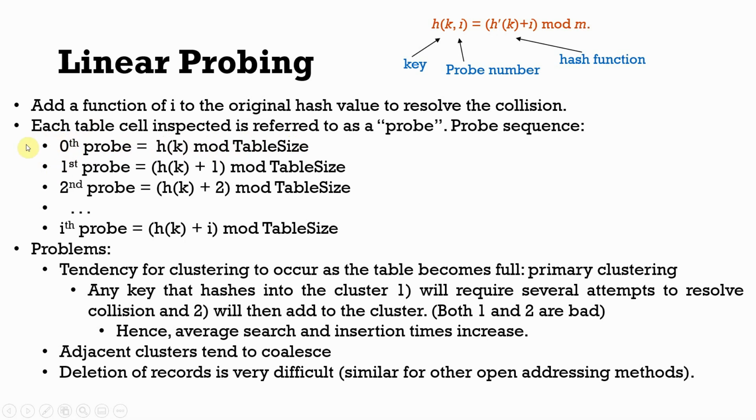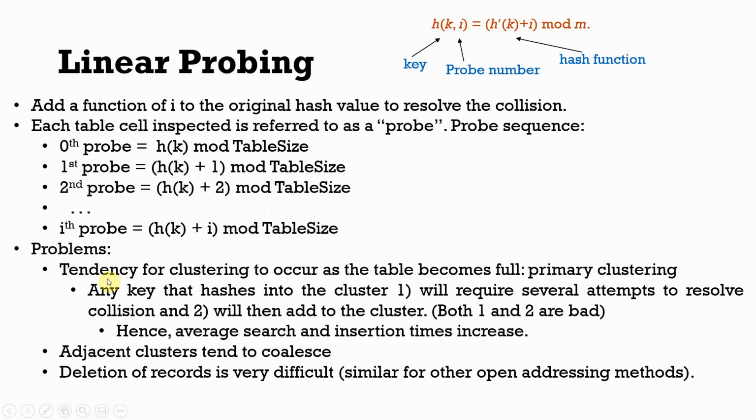How do we find the next location? We just add i to it. What is i? It is the probe order, right? So we go to the next one, basically. If this one is also full, we go to the next one. So this is called linear probing, right? Basically, we just add a number to our hash function.